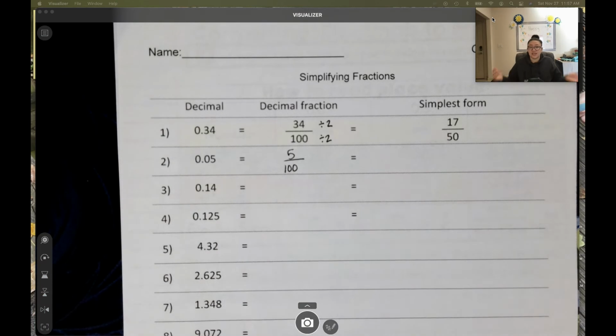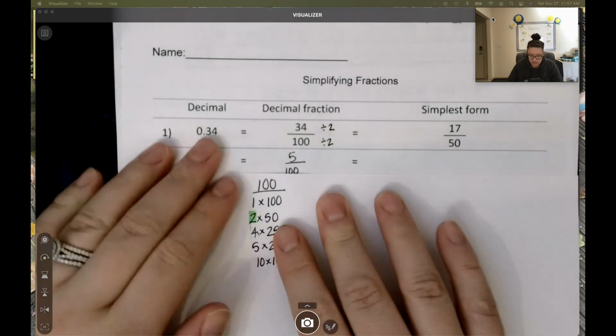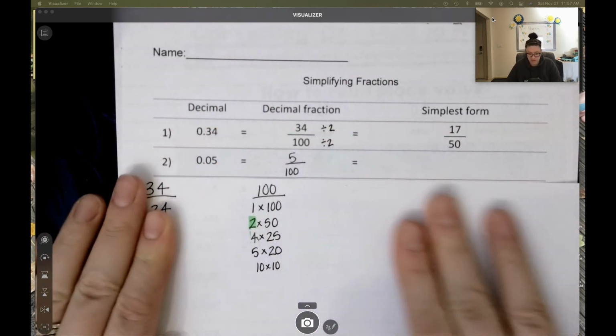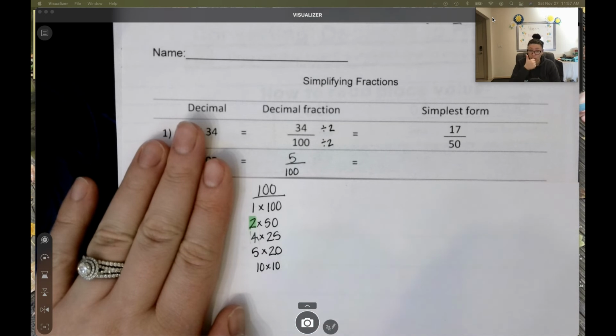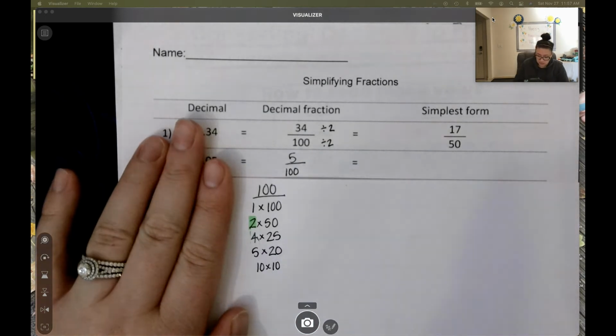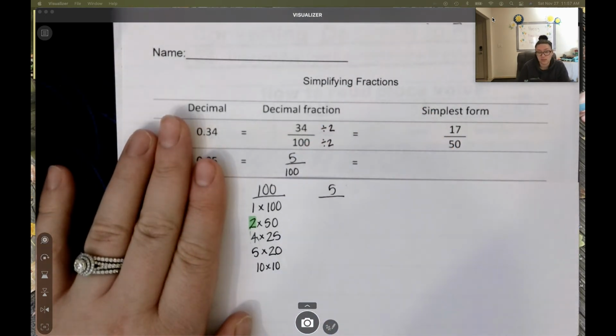Now I need to see, can I simplify this fraction? You can simplify all the ones on this page. It's good practice. So 5 over 100. I need to look and see what numbers multiply into both of those. I've already got 100. Great. Now I need to do my 5s. What numbers can I multiply to get 5?